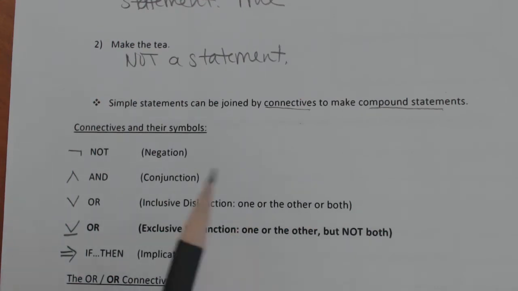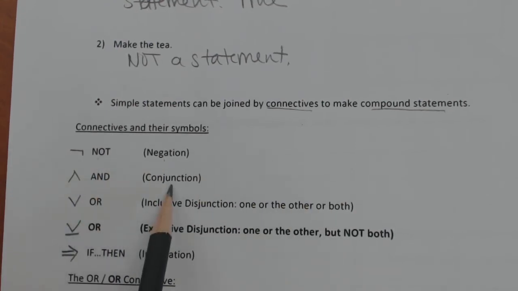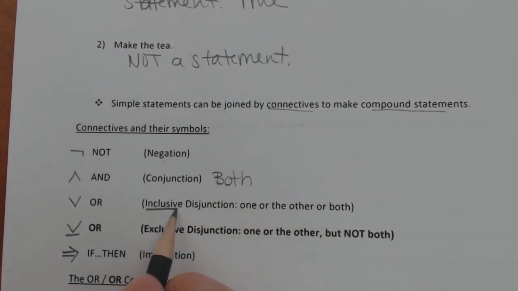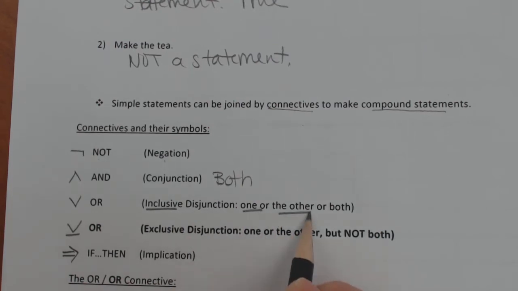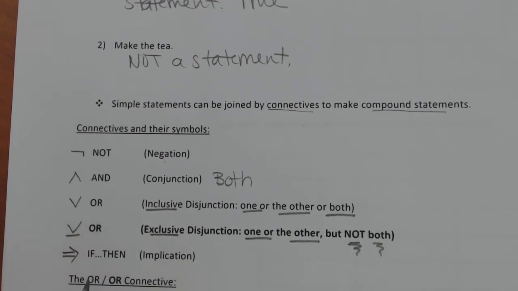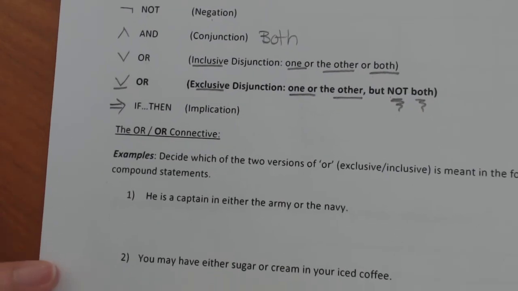Now, not is a negation. That means not doing what the statement says it does. And is joining them. And means both happening at the same time. Or inclusive means one or the other or both. Or exclusive means one or the other, but not both. And so these you really have to keep straight in your mind because this one includes both while that one does not. So let's look at these or connectives even deeper.